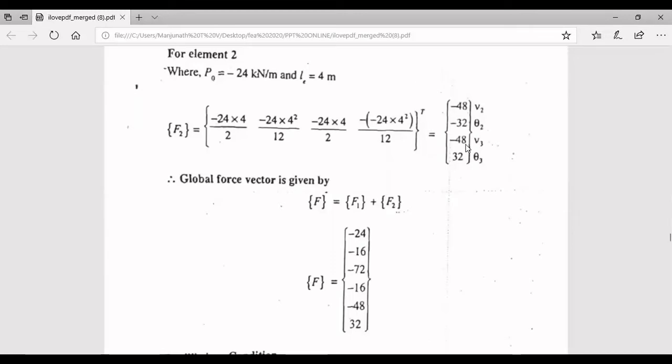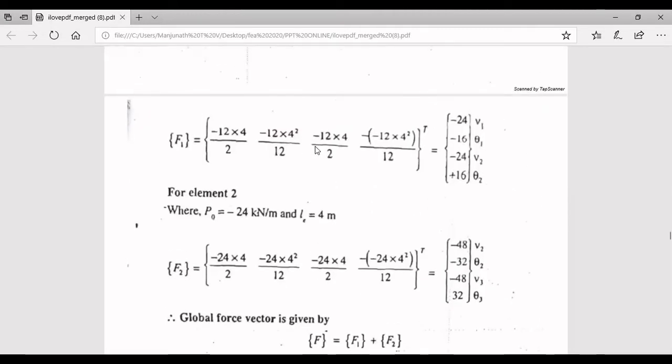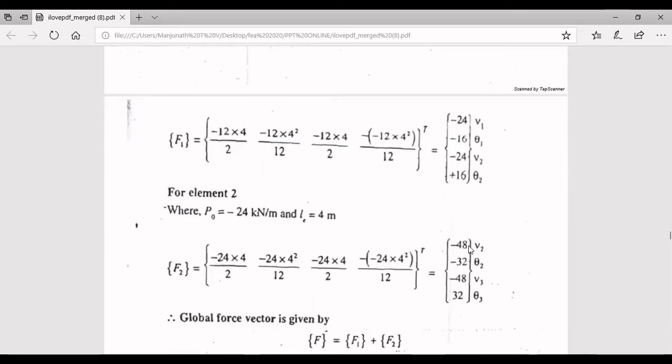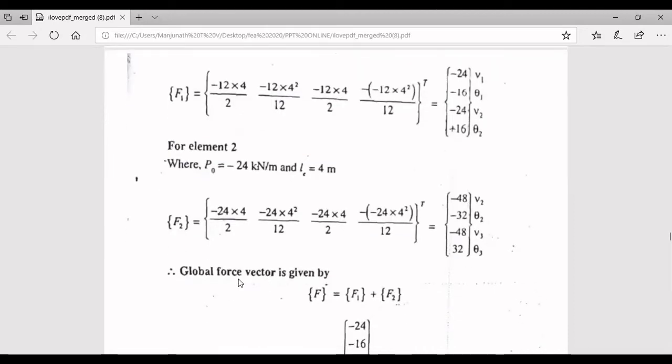This is the nodal force vector for the second element. Okay, so the global force vector. At the first element, it has these values. In the second element, the nodal force vectors have these values. Okay, the global force vectors.